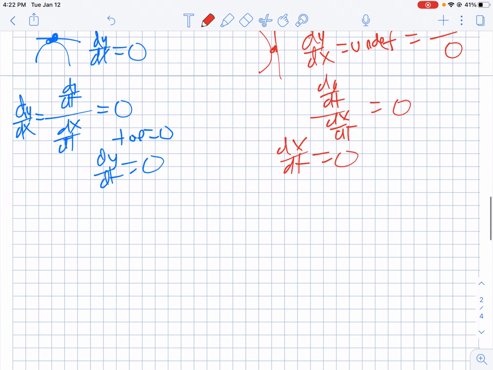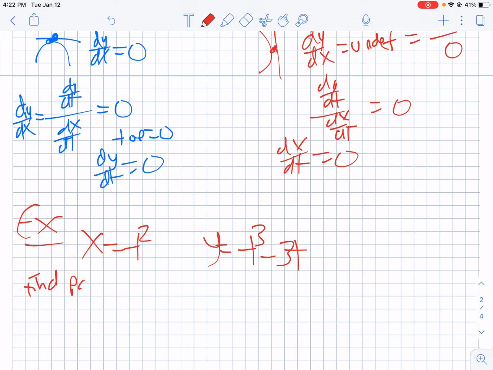So for example, let's say we have the problem x equals t squared, using the same equations, and y equals t cubed minus 3t. And I might ask you to find the points on the curve where this has a horizontal tangent.